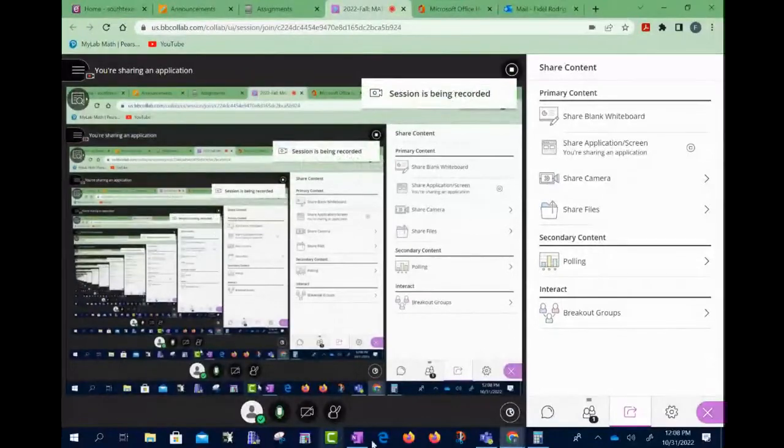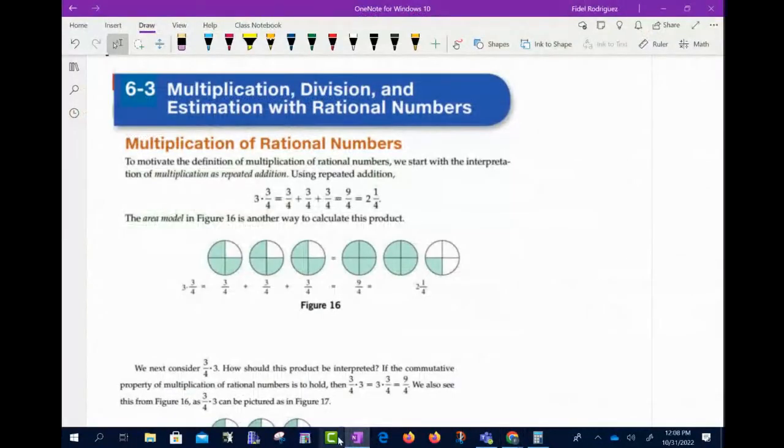Okay, we are recording, y'all. So what I'm covering today is 6.3, multiplication and division and estimation with rational numbers.